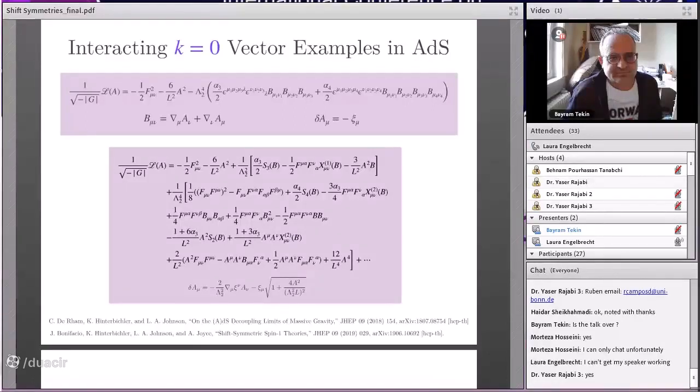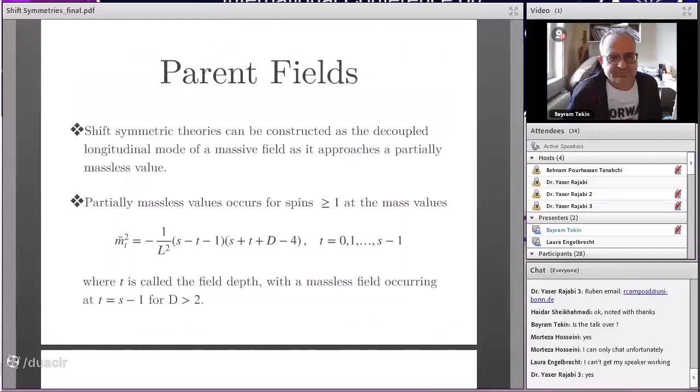Okay, in addition to scalars, we also know of some vector examples. So here are 2 k equals 0 vector examples. There's one that just has this cubic and quartic interaction, and it's invariant under just shifting by a constant vector. Then there's also this more complicated looking one that actually has an infinite number of interactions. Here I've just written what it looks like up to quartic interactions. It has a rather complicated looking shift symmetry, but it's still just a level 0 shift symmetry. And if you try to truncate this theory at any order, then it will ruin the shift symmetry. So the shift symmetry really requires this infinite number of interactions.